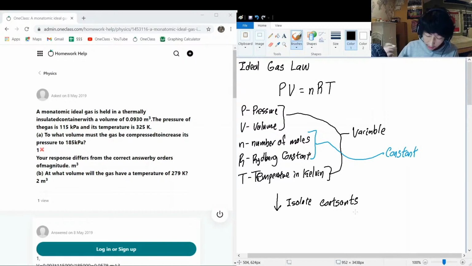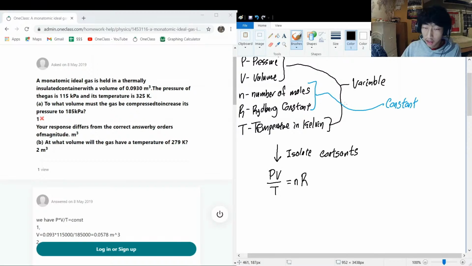Yeah, so first thing that we're going to want to do is isolate the constants. So we have just N and R, so we just have PV over T is equal to NR. And we're going to change these. So let's actually say we can have pressure 1, volume 1, temperature 1 is equal to pressure 2, volume 2, and temperature 2. So temperature 2 can be what we have finally, and the 1 values correspond to what we have originally.